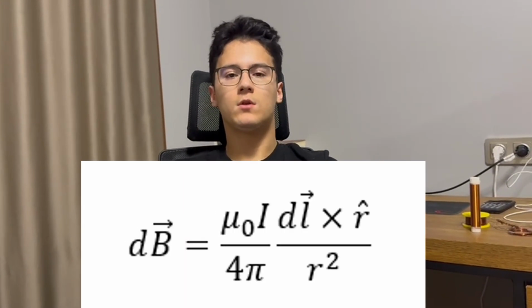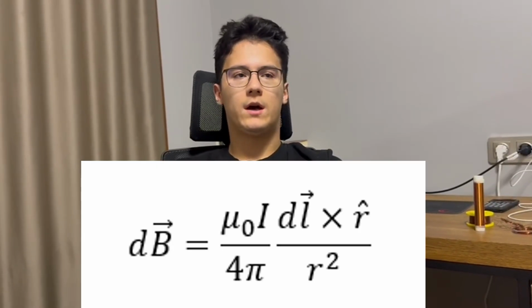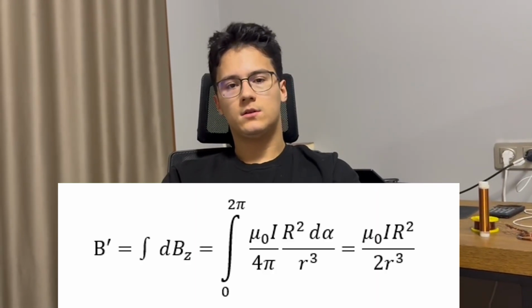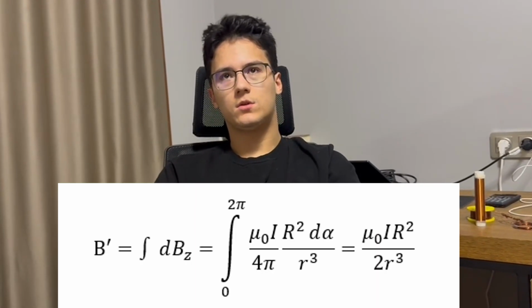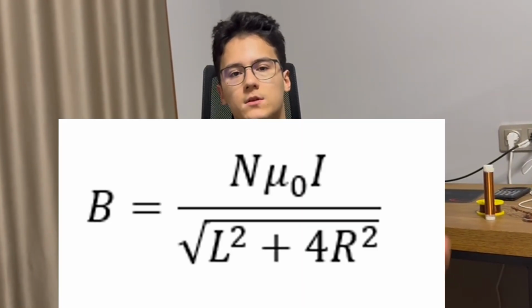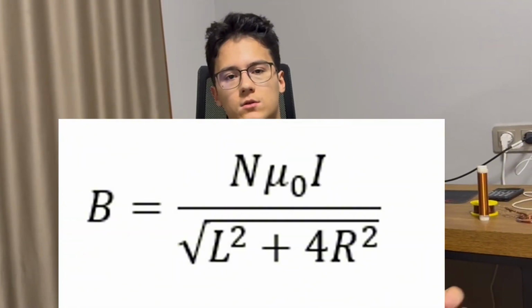The equations I used in this project are mainly derived from the Biot-Savart law. I chose infinitesimal points along the loops, and then integrating over one loop and then the solenoid, I derived this equation, and then using it I found the theoretical values, and then I moved on to the experiment parts.